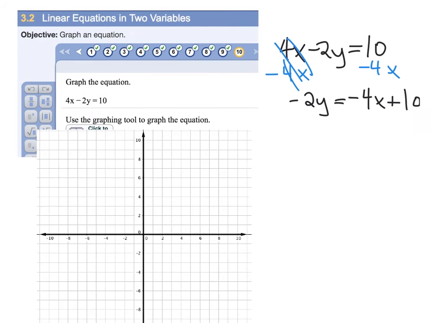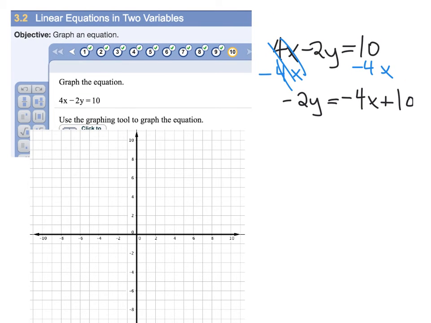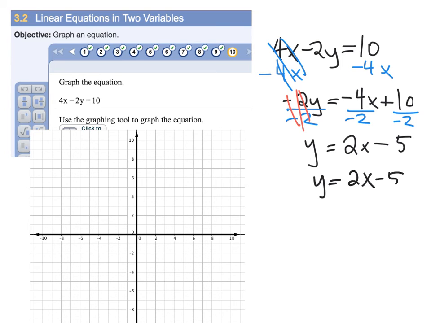And then, I'm going to scooch that over a little bit. And then we want to get that y all by itself, so that means we need to divide everything by negative 2. And so that gives us y is equal to 2x minus 5. Now, how did we get that? Well, right here, the negative 2 divided by negative 2 is 1, so you end up with 1y, which is just y. And then you have negative 4 divided by negative 2, and that's positive 2x. Then you have positive 10 divided by negative 2 gives you negative 5. So there is our equation right here that we're going to be graphing.